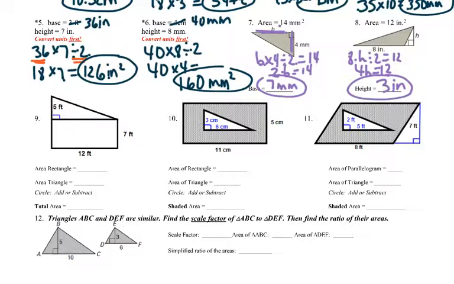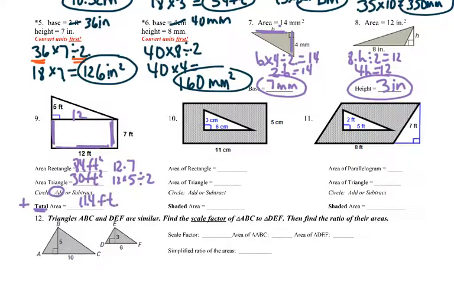At the bottom, we're either going to add or subtract. Total area. So the area of the rectangle is 12 times 7, or 84 feet squared. The triangle is 12 times 5 divided by 2, or 30 feet squared. We know whenever we have total, we always do what? Add or subtract. Right, we add, so 114 feet squared.